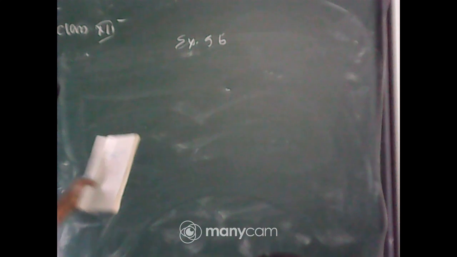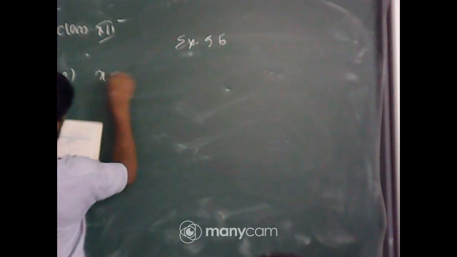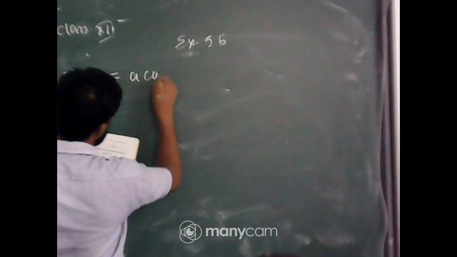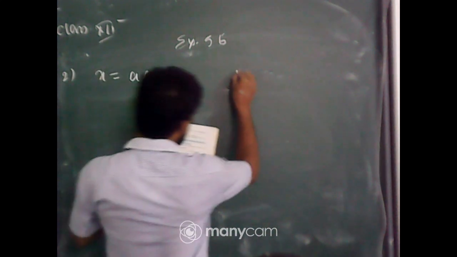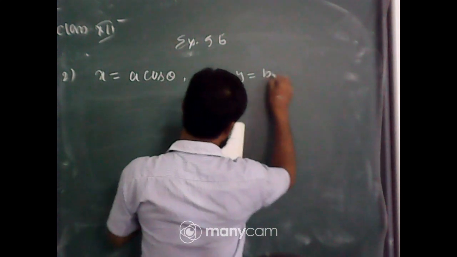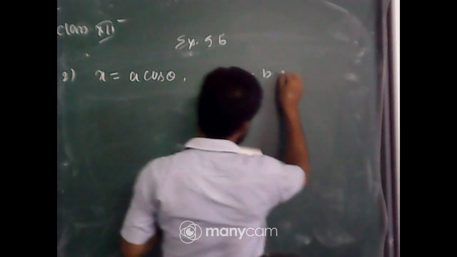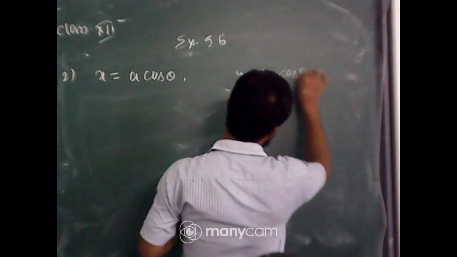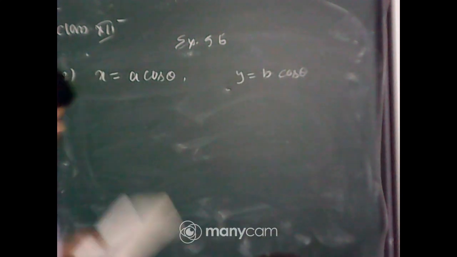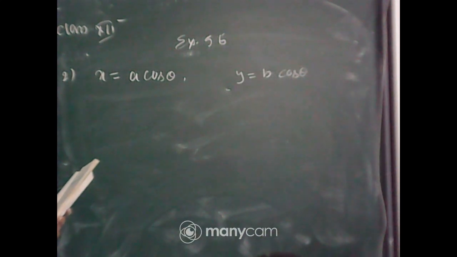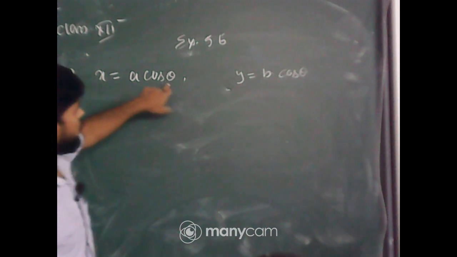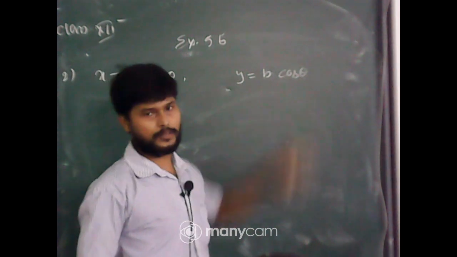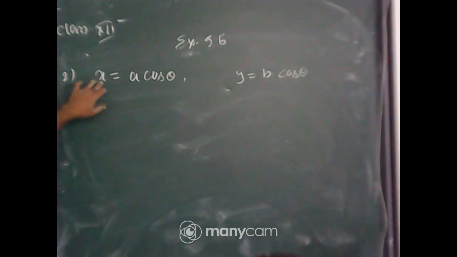Question number 2 is x equal to a cos theta and y equal to b cos theta. No problem. Now look, here x is a function of theta and y is also a function of theta. So we will differentiate x equal to a cos theta with respect to theta.